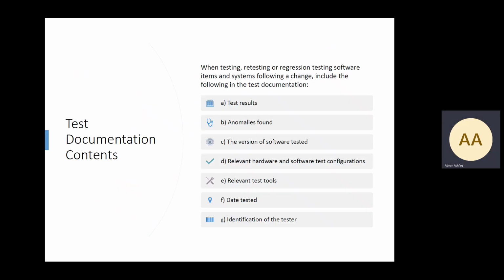Test documentation contents. When testing or retesting or regression testing software items following a change, include the following in the test documentation: the test results, any anomalies that have been found, the version of the software that's been tested, the relevant hardware and software test configurations, any relevant test tools, the date of the testing, and identification of the tester.